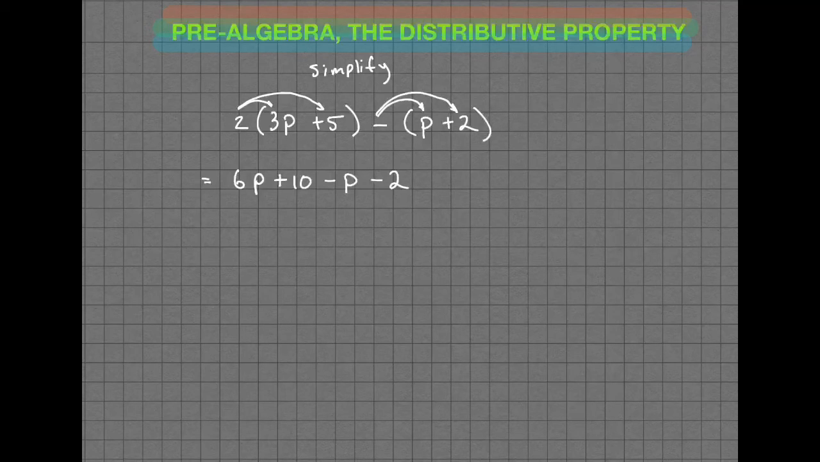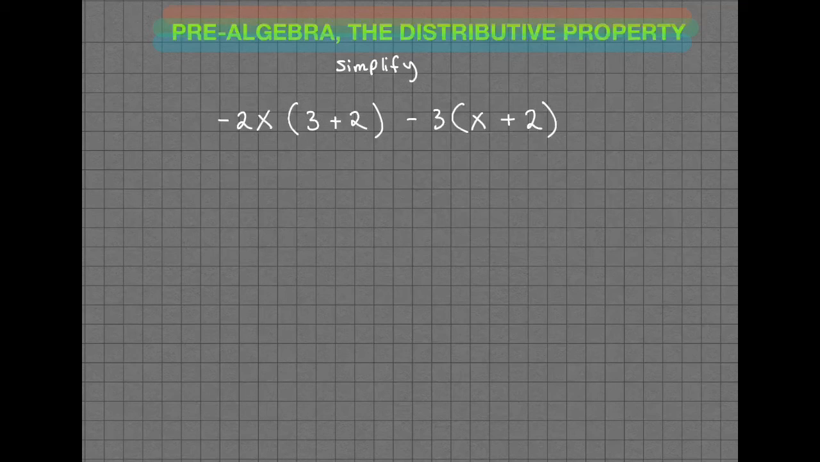Okay, so now all we need to do is combine like terms. Here we have 6p and a -p. So 6p minus 1p, 6 minus 1, gives us 5p. And then a positive 10 minus 2 is a positive 8. So there we have it. When we simplify this entire thing, a couple steps, this is what we get for our answer, 5p plus 8.